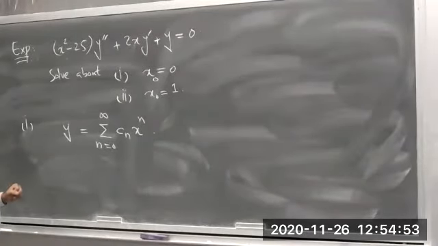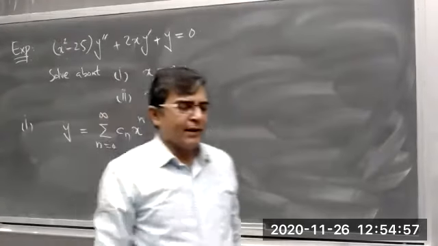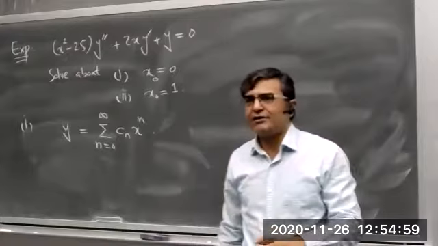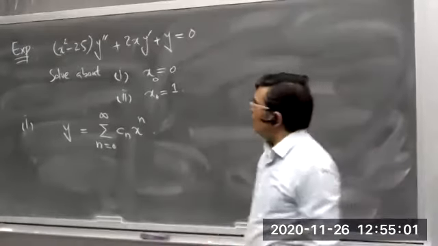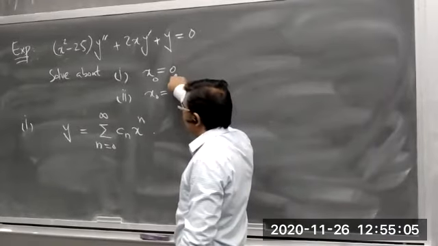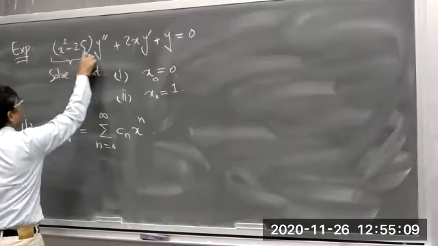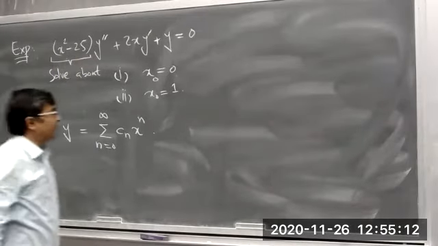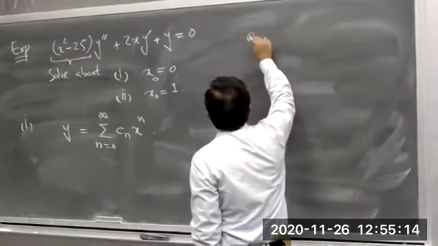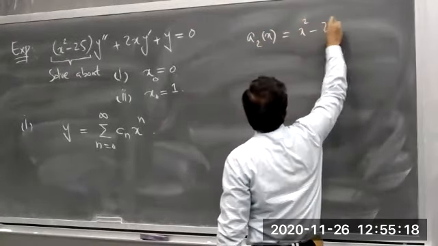Now, without solving this differential equation, we can find the radius of convergence and interval of convergence of any given differential equation about any point x naught. Now look at this, the coefficient of y double dash. Coefficient of y double dash is a2 of x, and it is x square minus 25.